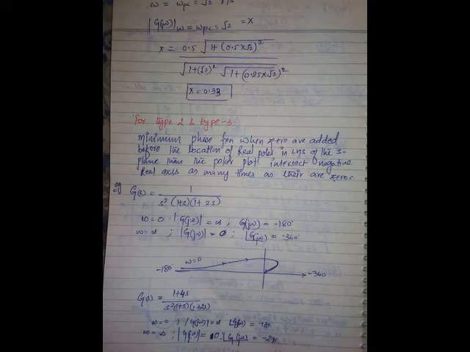What is a polar plot? We are varying omega, observing how the magnitudes and angles are changing. Starting omega 0, ending omega infinity. Put omega 0. What is the magnitude? 2. What is the angle? Minus 180.